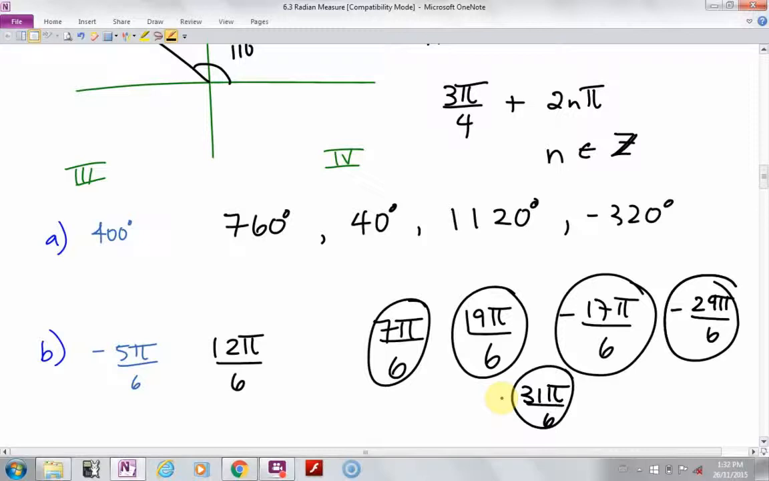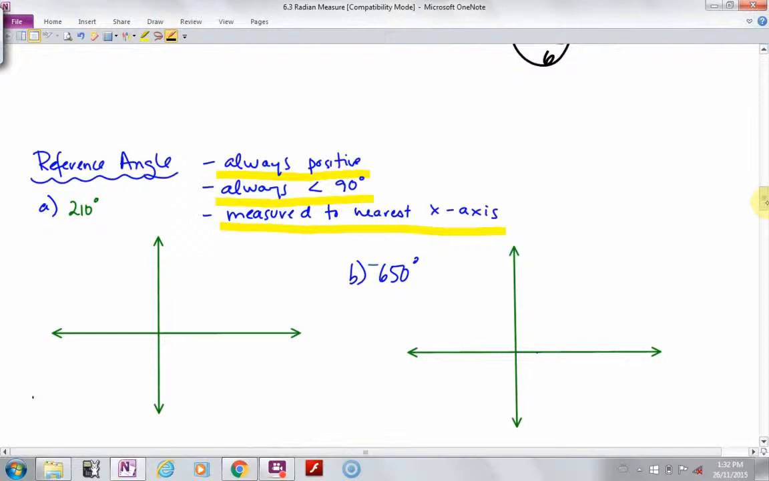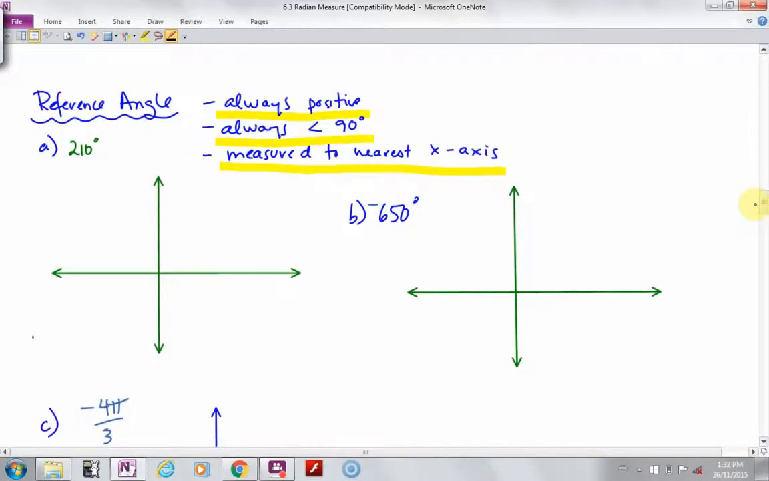All right, the last little blurb on this sheet is reference angles. Reference angles work the same in radians as they do in degrees. I'm going to keep saying that. It's the same. They're always positive. They're always acute, less than 90 degrees, and they're always measured to the nearest x-axis.